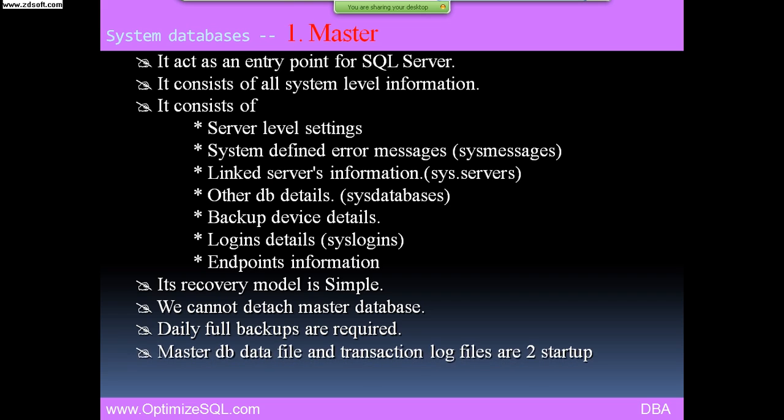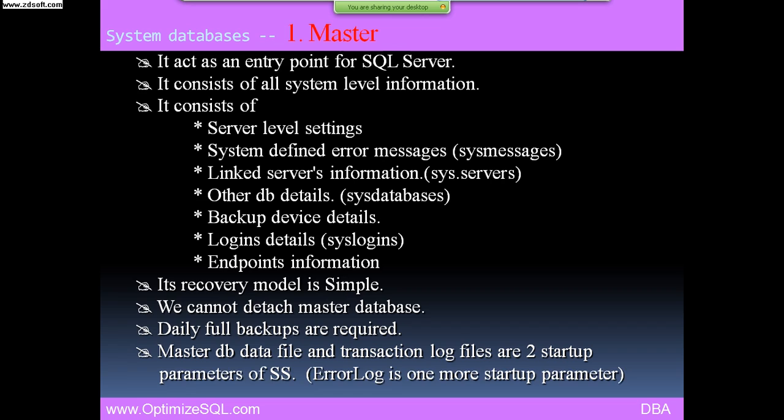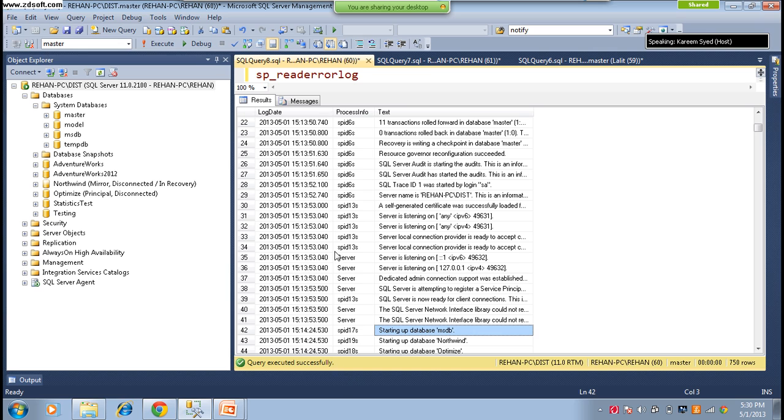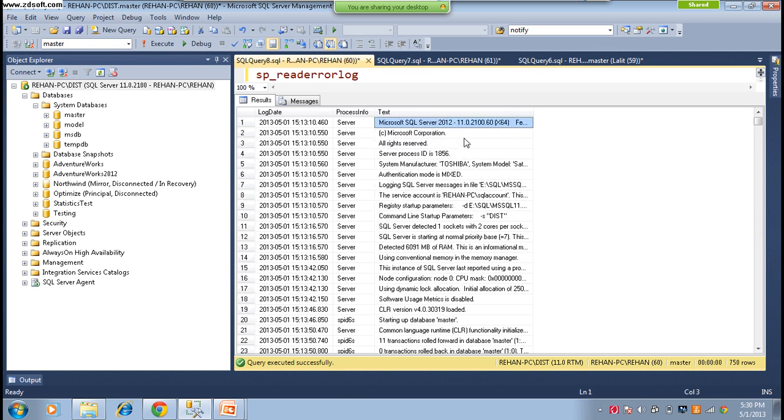This master database data file and transaction log file are two startup parameters of SQL Server. SQL Server has 3 startup parameters with the help of which it starts initially. One is the master database data file, second is the master database log file, third one is the error log file. We can check these things in sp_readerrorlog. Here at the beginning it shows registry startup parameters.